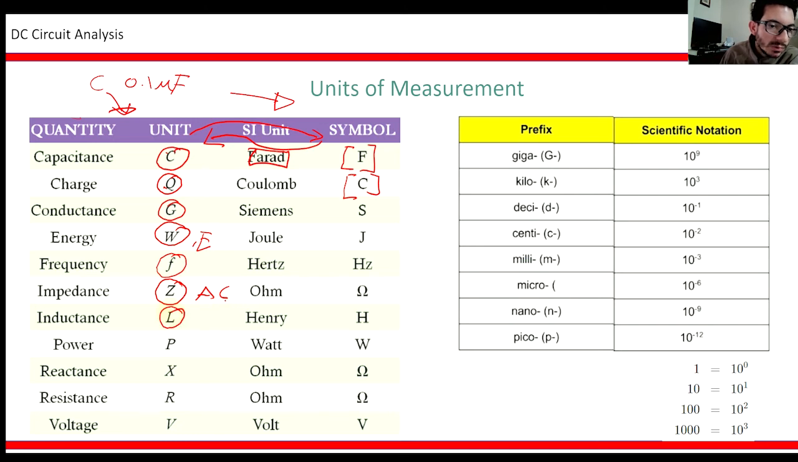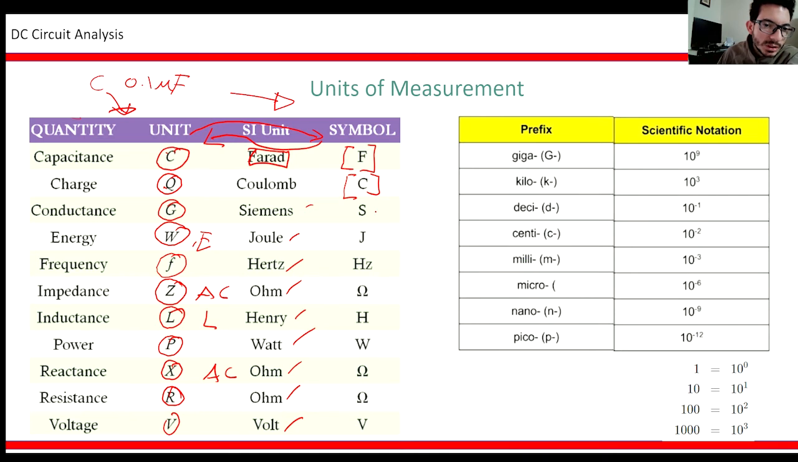Inductance is for magnetic properties. This is capital L. Power is capital P. Reactance is capital X, but this is for AC circuits. We won't talk about that too much. Resistance is capital R, and voltage is capital V. Okay, so the SI unit is Coulomb for charge, conductance is Siemens, energy is joules, frequency is hertz, impedance is ohms, Henry is inductance, power is watts, reactance is also ohms, resistance is also ohms, and voltage is volts.